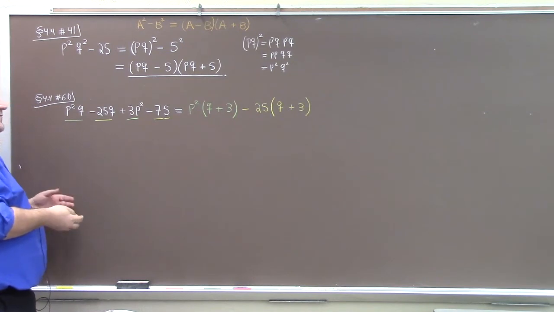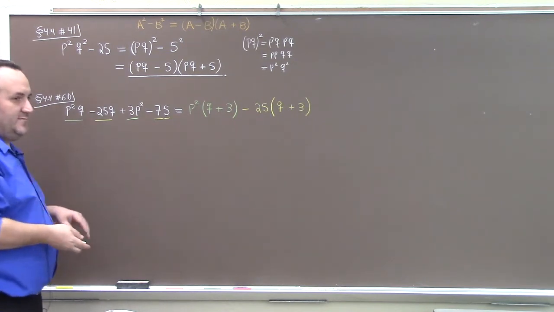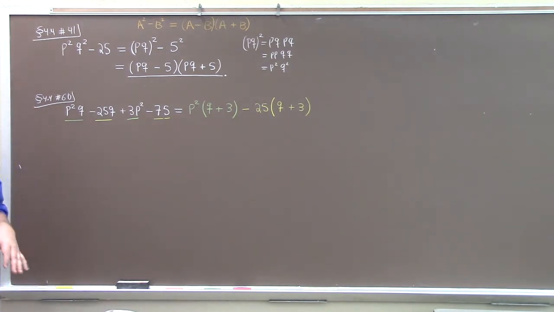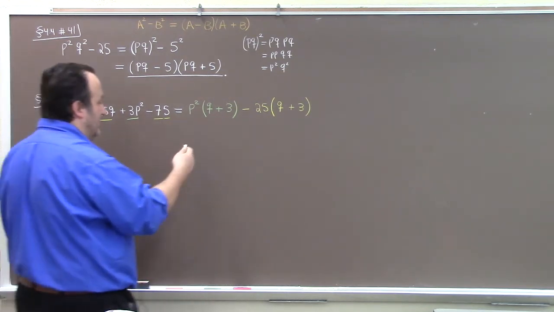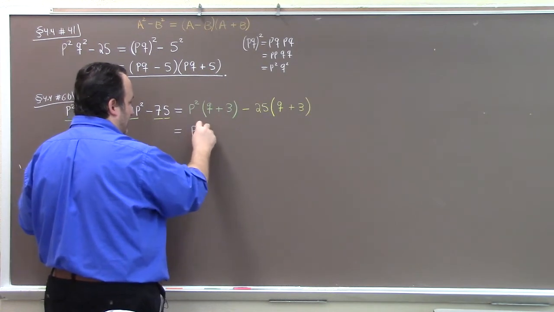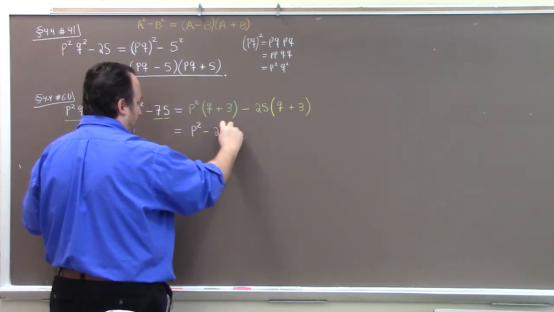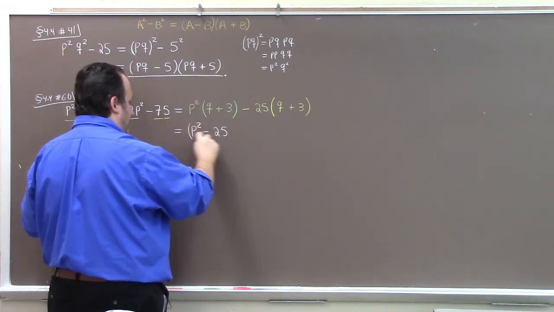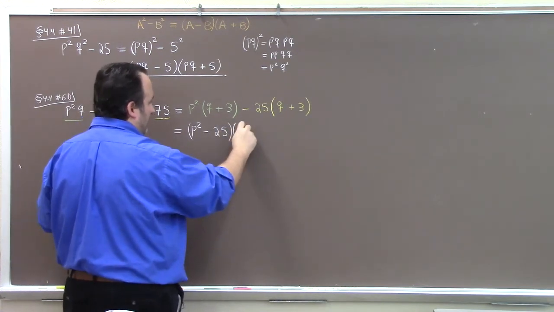So if you're stuck on the one in the homework that's like this, I completely respect that. I think this one's tricky. But once you do that, now we've got a common factor. I've got Q plus 3 and Q plus 3 on both, so I can factor the Q plus 3 out using the distributive property. This is P squared minus 25 times Q plus 3.